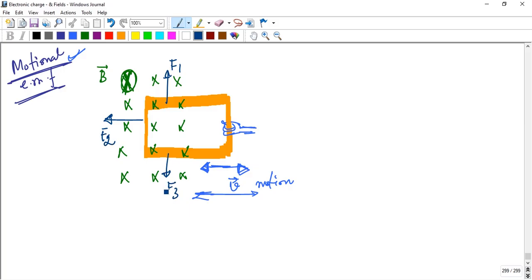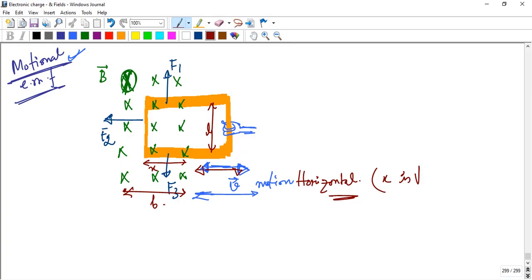So there is a force, and suppose this length is L, and this length is X. Suppose this magnetic field region is B, and this is the horizontal motion. So with horizontal motion, the field will change because X is variable. So you see that X is changed. Now if there is a motion, there is obviously a current, that is current I.